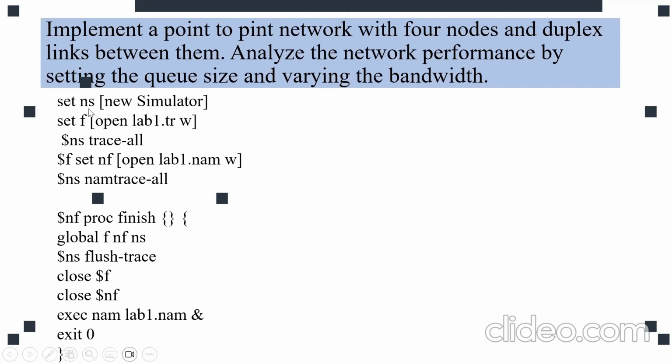The first line: set ns new simulator. So this is nothing but ns is an object. It is an object under the class simulator. So simulator is a class. You would have learned in C and C++ the declaration of a class, declaration of an object, or declaration of an operator. So the same thing you will be following.